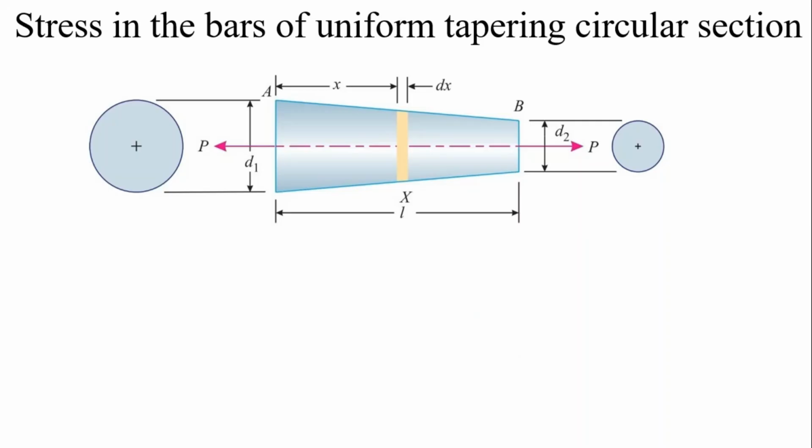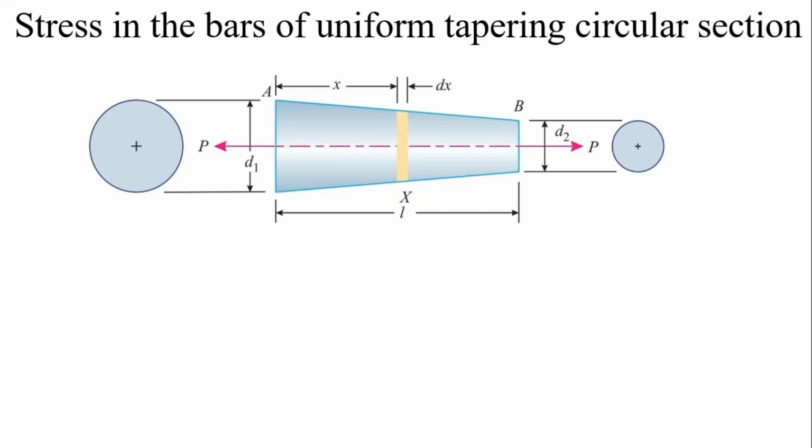We will discuss the stress in bars of uniform tapering circular section. It is a simple derivation we will discuss now. So, this is the diagram. Now, consider the circular bar AB, of uniform tapering circular section as shown in the figure.